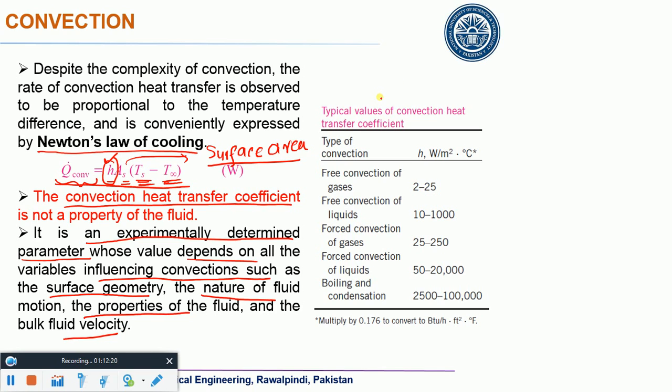So, typical values of the convection heat transfer coefficient. Free convection of gases has this range of values, 2 to 25. Free convection of liquids, 10 to 1000. Forced convection of gases, you can see how much it has been improved. Forced convection of liquids, and then boiling and condensation.